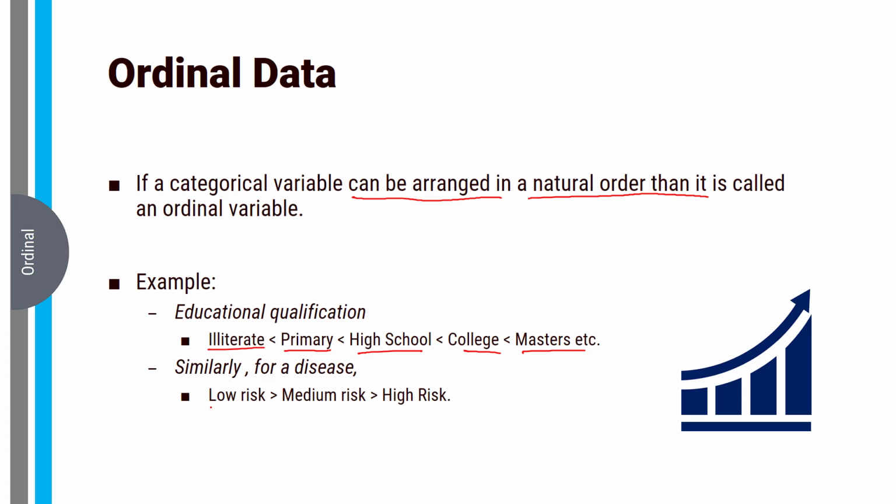Similarly, the risk for a disease, low risk is always preferred, right? Medium risk and high risk. So there is also a natural order to arrange them. So then it will be called ordinal data. That means categorical data which can be arranged in a particular sequence is called ordinal data.